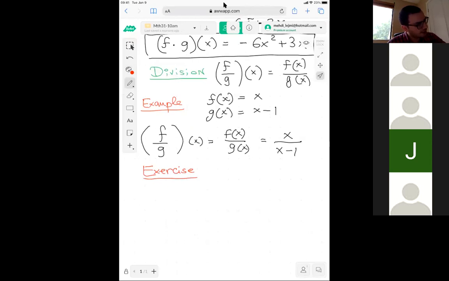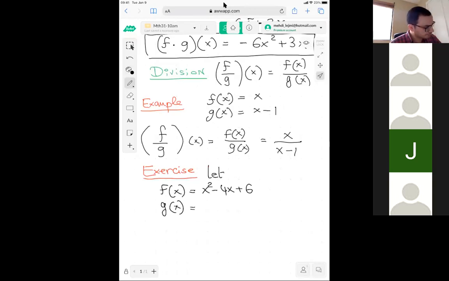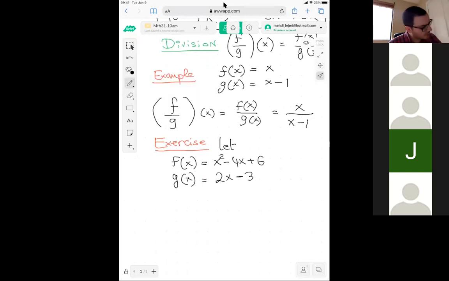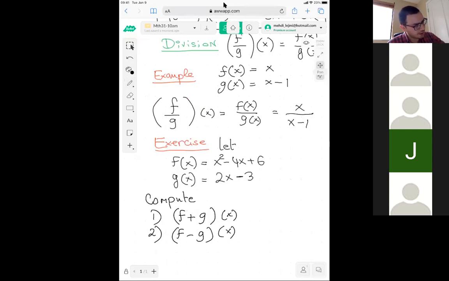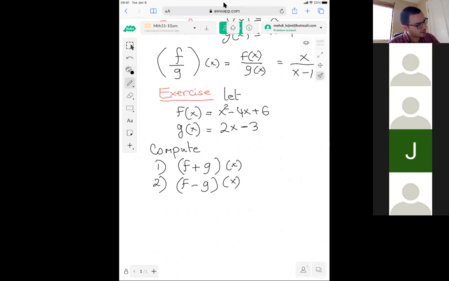All right, so let f of x be x squared minus 4x plus 6, and g of x let's say it's 2x minus 3. What you have to do, guys, please try to compute. First, f plus g of x. Two, f minus g of x. And three, f times g of x.